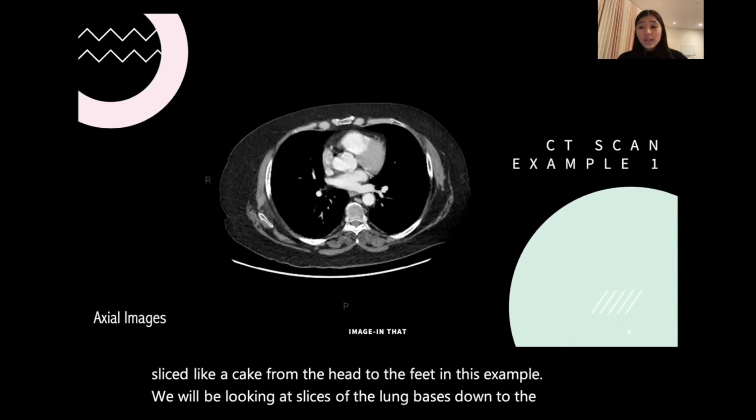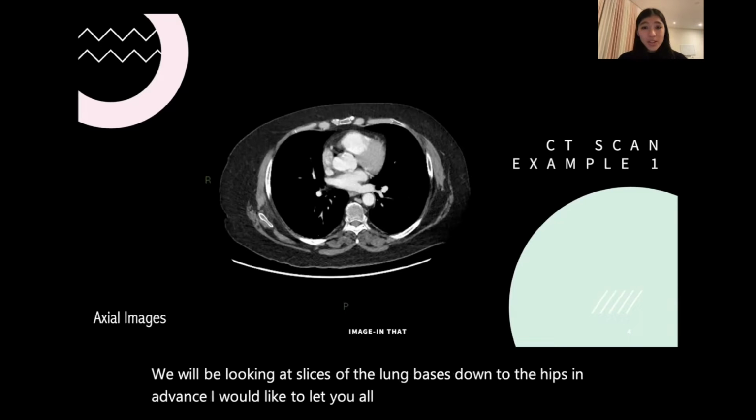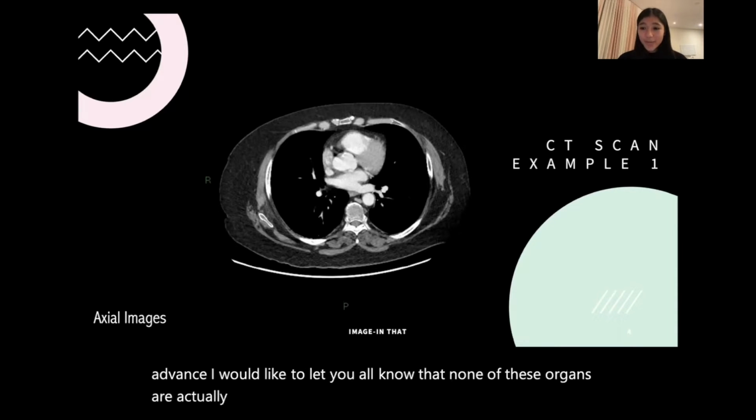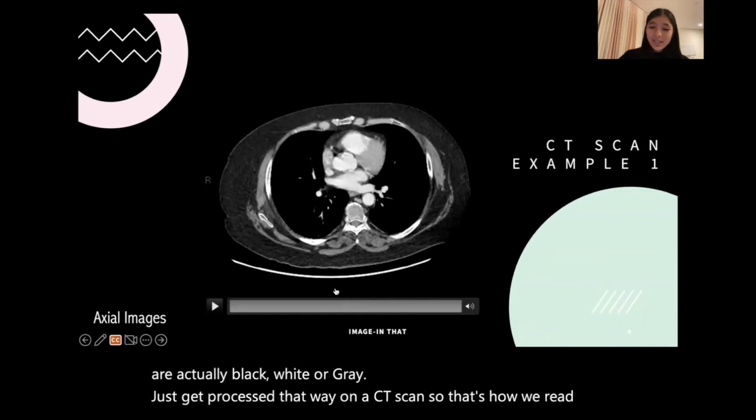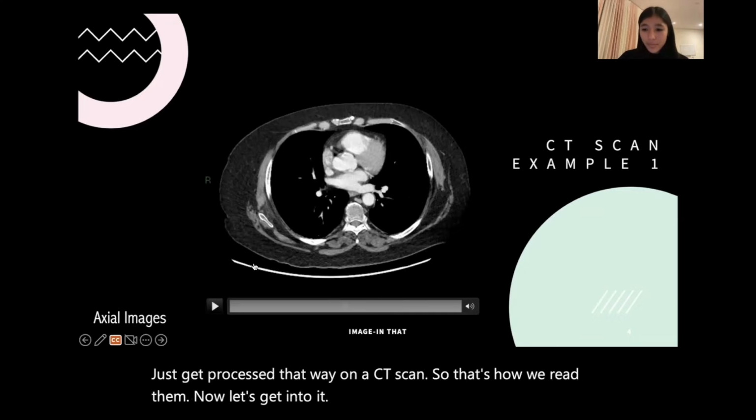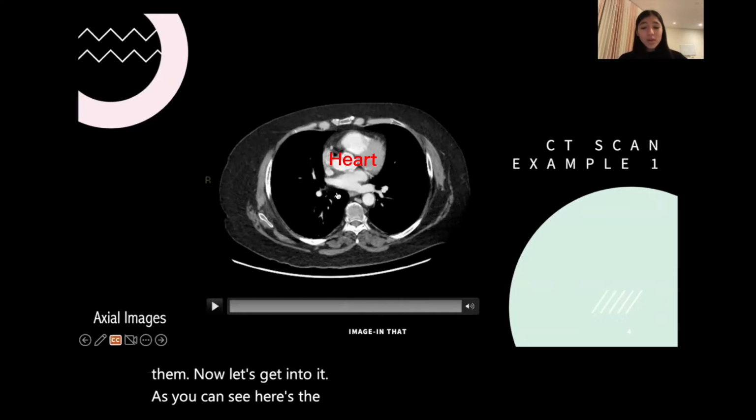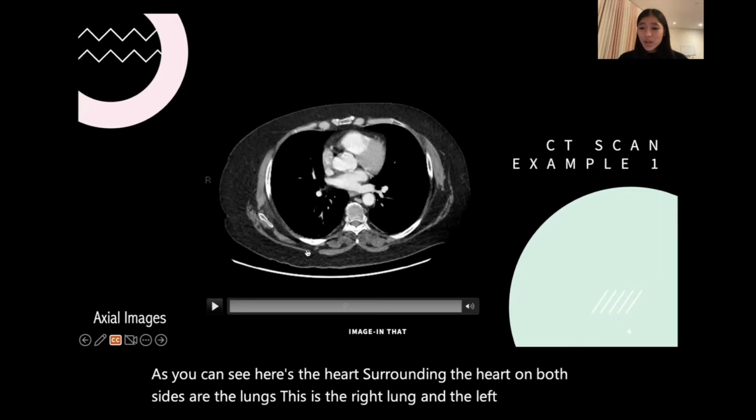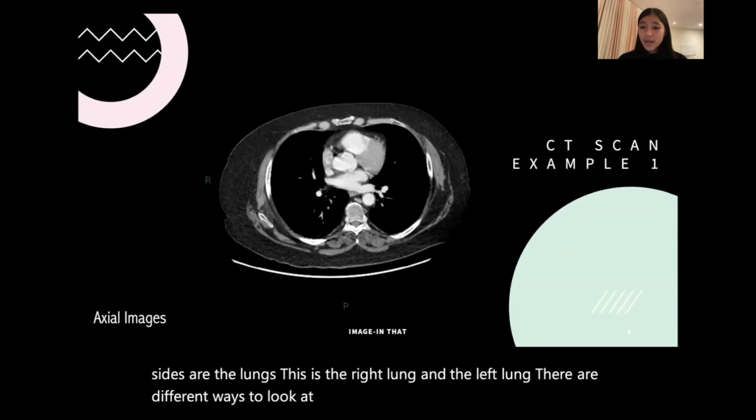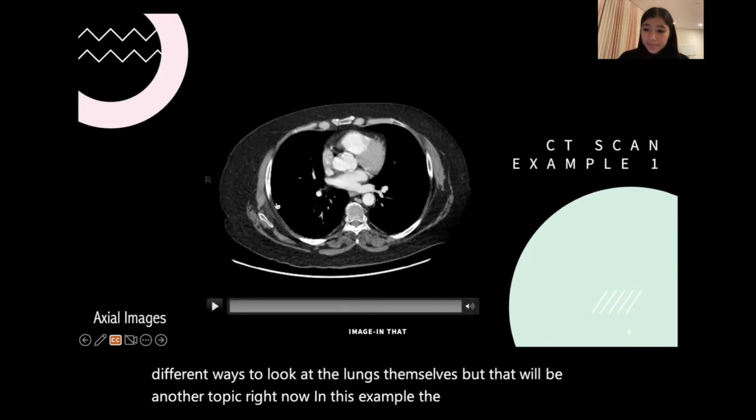In advance, I would like to let you all know that none of these organs are actually black, white, or gray. The images just get processed that way on a CT scan. So that's how we read them. Now let's get into it. As you can see, here's the heart. Surrounding the heart on both sides are the lungs. This is the right lung and the left lung. There are different ways to look at the lungs themselves, but that will be another topic. Right now in this example, the lungs are black.